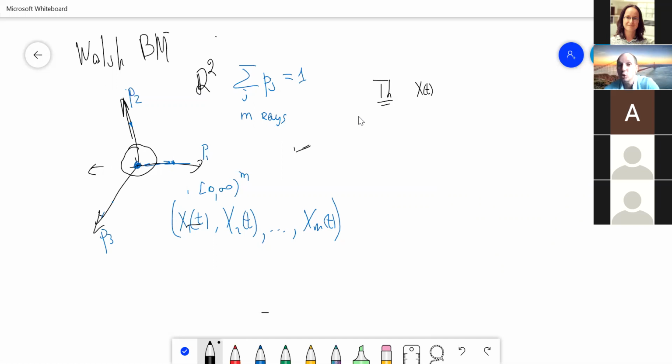Okay, thank you. Actually, if you consider x1 of t plus up to xm of t, this process is just a reflected Brownian motion.